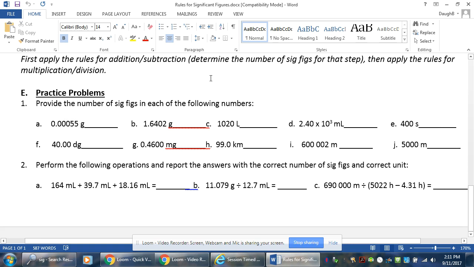Part B, 1.6402. The only zeros there are surrounded by significant figures. Therefore, everything is significant. So that one actually has 5 significant figures.